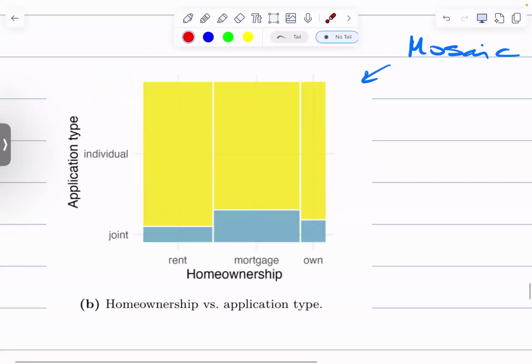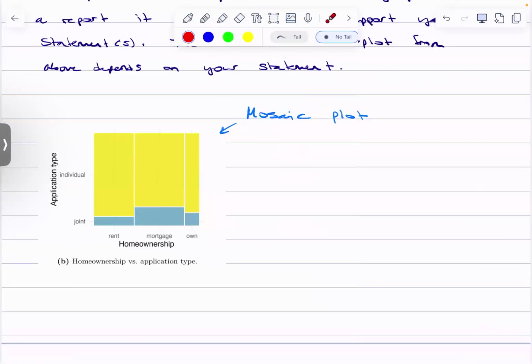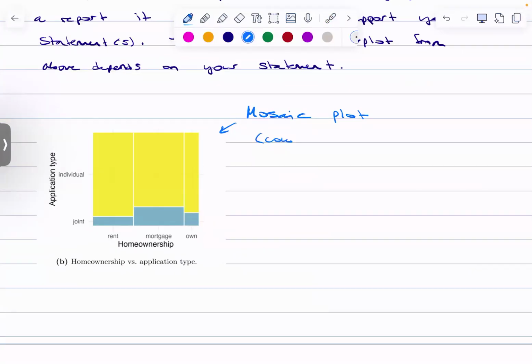The width of the bars indicates how much of the sample was in each of the groups. And so the own group has a small bar. Mortgage group has the largest, widest bar, and then the rent bar is the middle of the two, which we know from the proportions. And then it's been split up proportionately within the application type. So I will say it could be hard to explain.